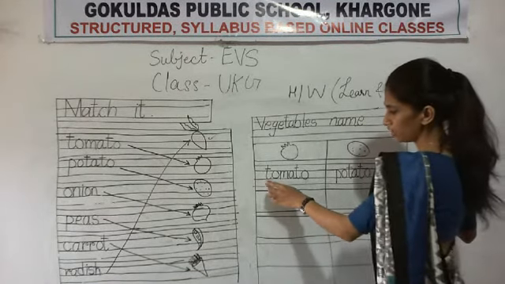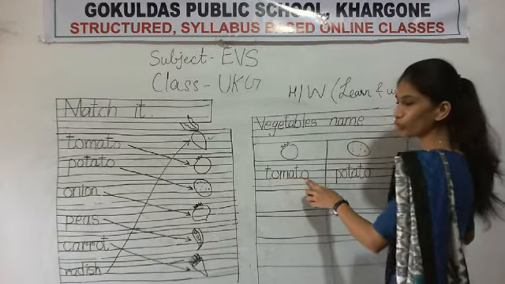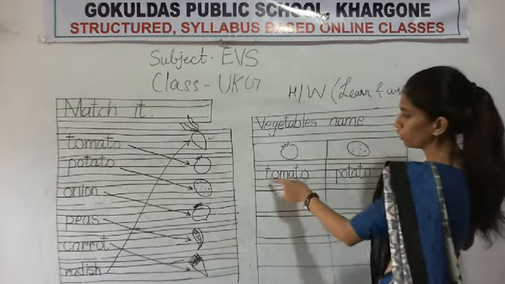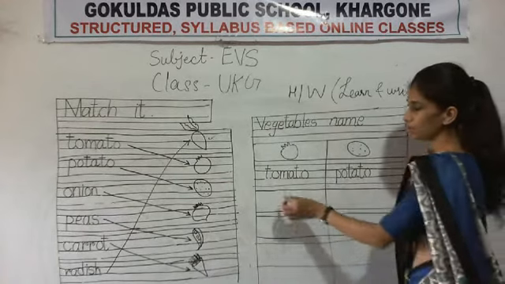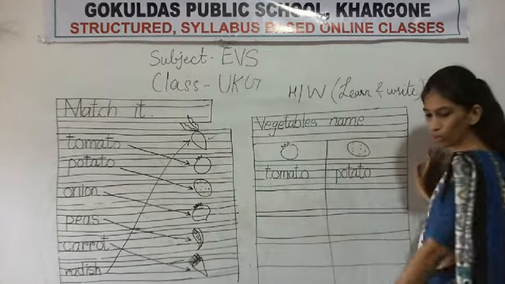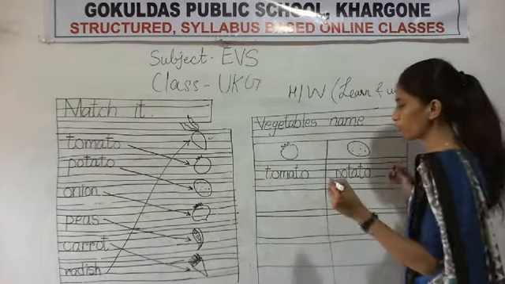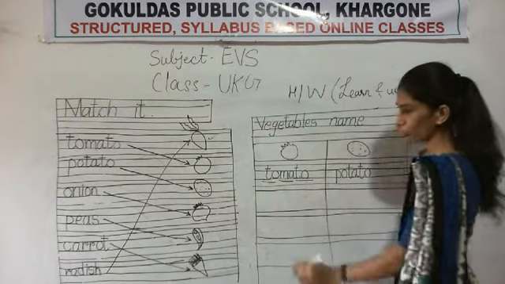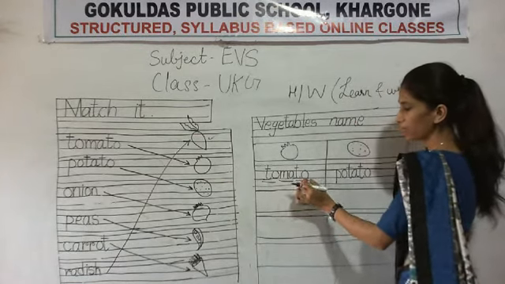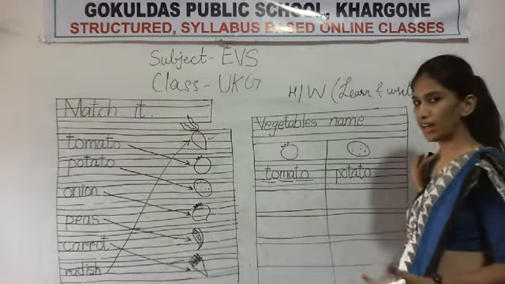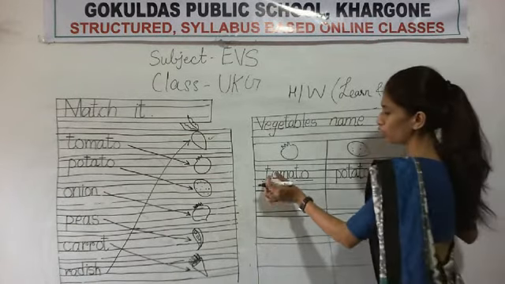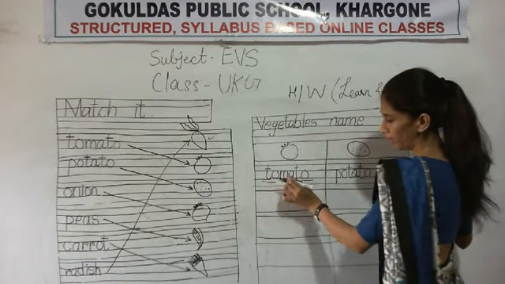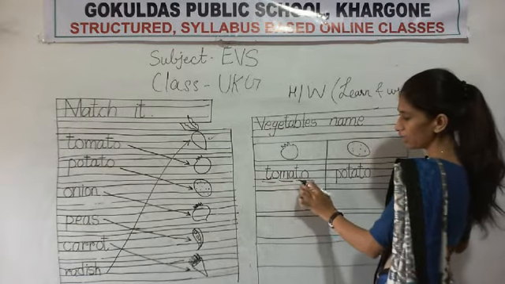Repeat after me. T-O-M-A-T-O. Tomato. Break the spelling. T-O-M-A-T-O. If you learn by breaking the spelling, you will learn it easily. T-O-M-A-T-O. Tomato.